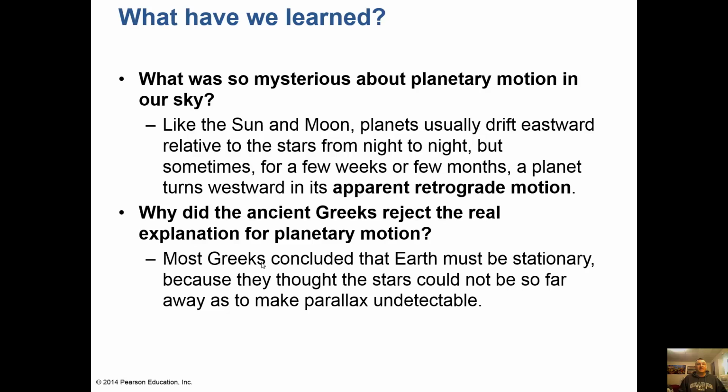Why did the ancient Greeks reject the real explanation for planetary motion? It was because most Greeks concluded that the Earth must be stationary, and because they thought the stars could not be so far away.